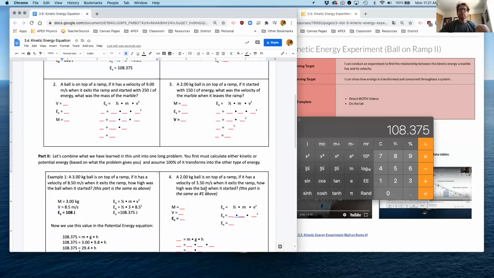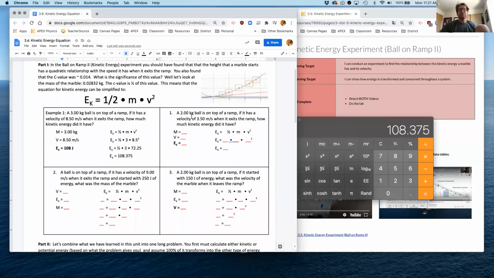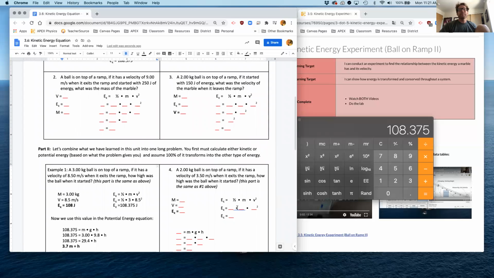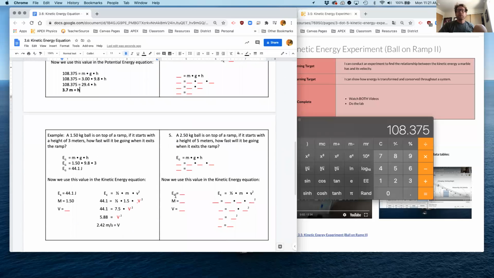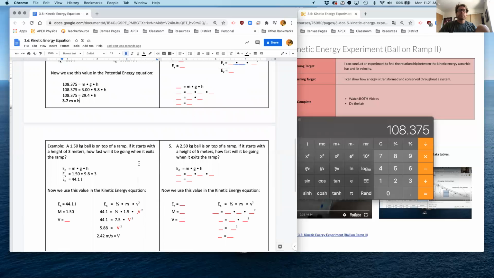Then you're doing something very similar. This one starts the same as this, so you can just take this one and copy and paste it right here. Now, I'm going to do another one and go the other way. If I know that it starts at 3 meters and it's a 1.5 kilogram ball, how fast will it go? It starts as gravitational energy. So m times g times h: the mass is 1.5, the gravity is 9.8, the height is 3. I multiply these 3 together and I get 44.1 joules. That's up above, then it's going to go down, and that's going to turn into kinetic energy.